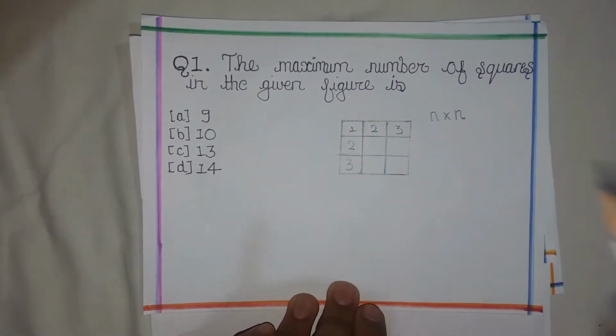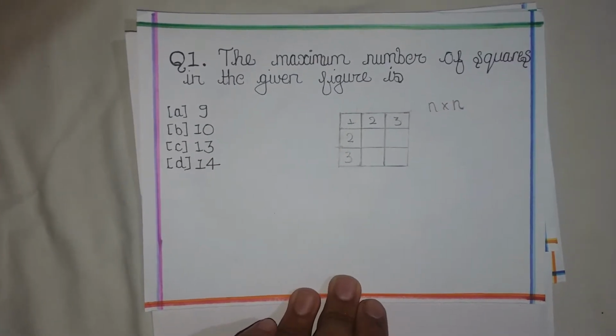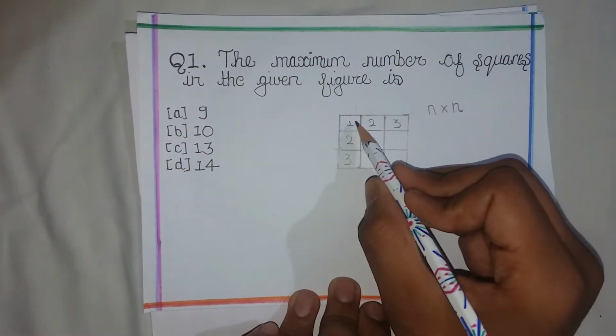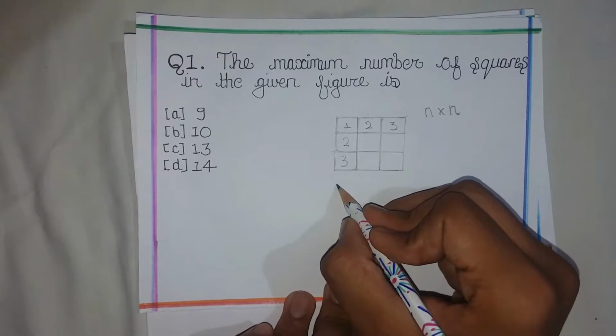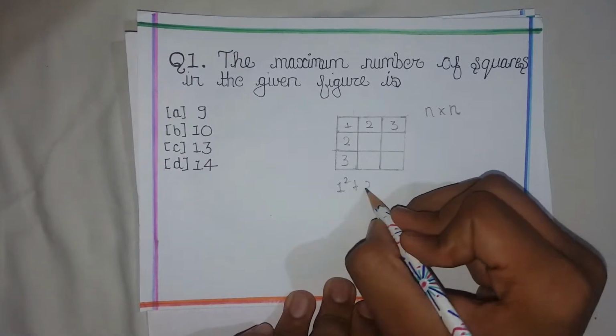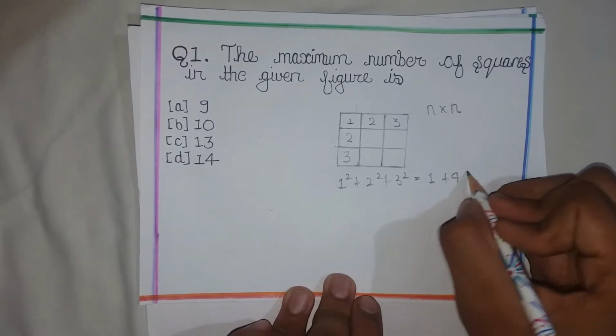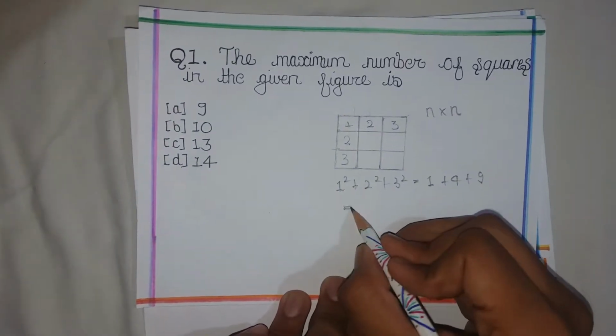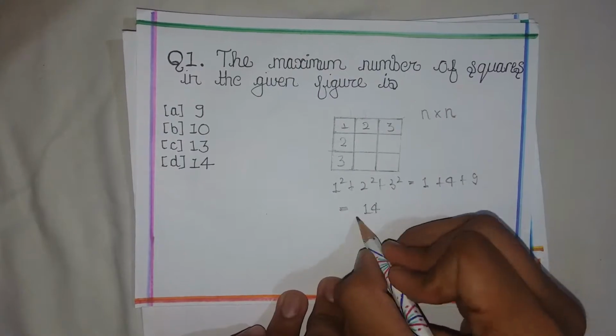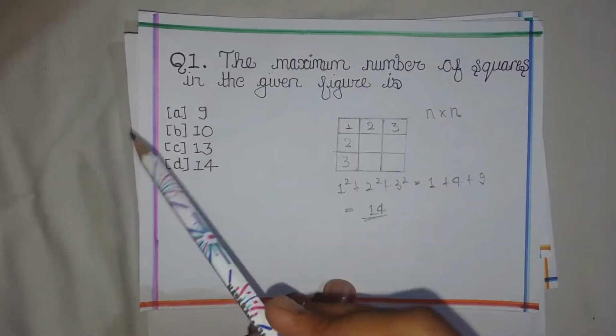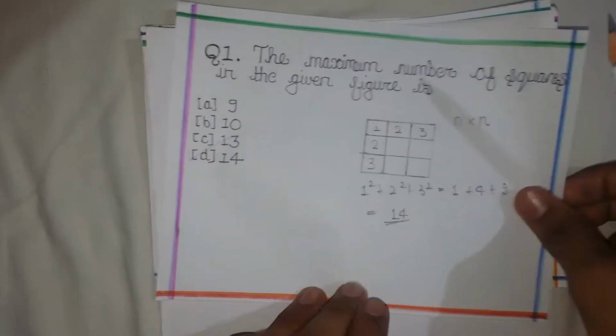For this, we have a very simple trick. We have to square the numbers, which means 1 square plus 2 square plus 3 square. We get 1 plus 4 plus 9. Here we get the answer of 14. So here our answer is 14.